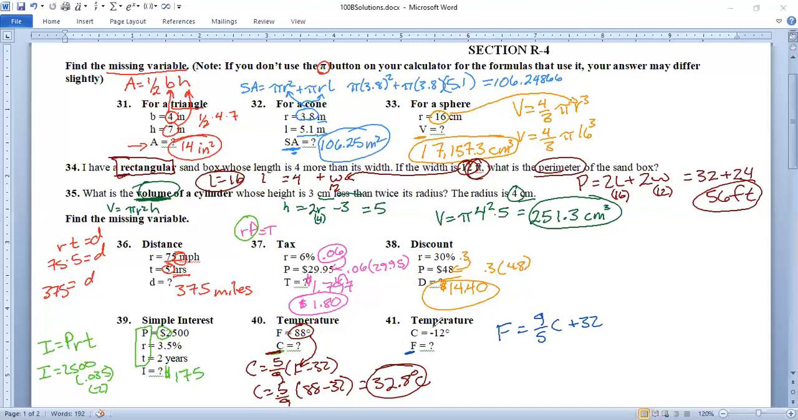All right, so this -12 is going to pop in right there, and we're going to get F equals 9/5 times -12 plus 32. If we plug that in our calculator, we get 9 times 12 divided by 5 is -21.6, plus 32 is 10.4. So we get F equals 10.4 degrees Fahrenheit. There we go.